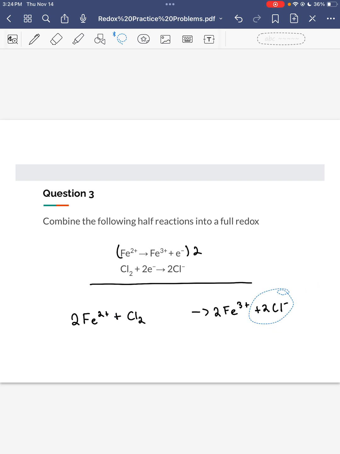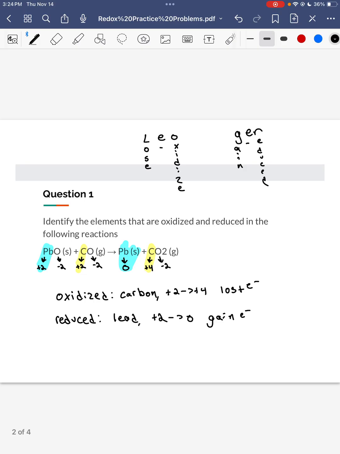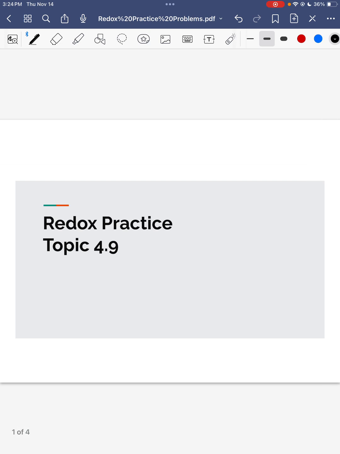You don't want to include those electrons in. You just want to use them as kind of a guiding force to help you know what to do when combining half reactions. So we've worked with combining half reactions, reducing a full reaction into 2 half reactions, and just finding what elements have been oxidized and reduced. So hopefully this gives you some more help with just redox practice.